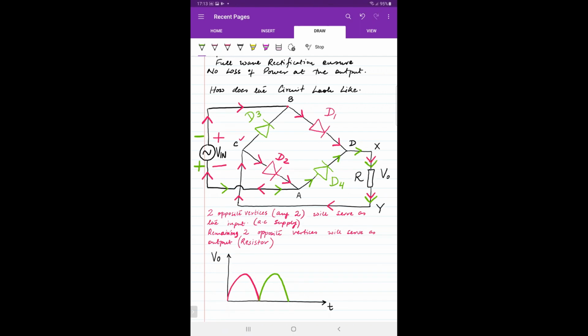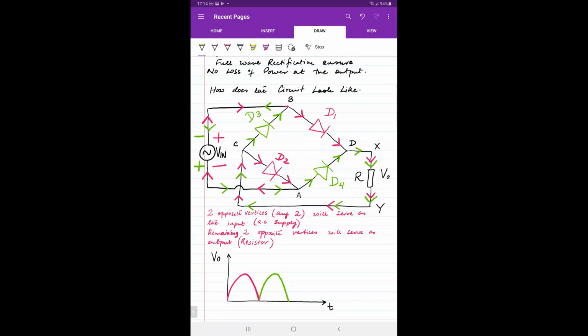Okay, I move ahead from Y. So the current keeps flowing and reaches the point labeled as C. Now after C, both diodes D3 and D2 are forward, but the current will prefer to flow through D3 because that allows the current to reach back to the negative terminal of the battery to conclude the second half cycle.